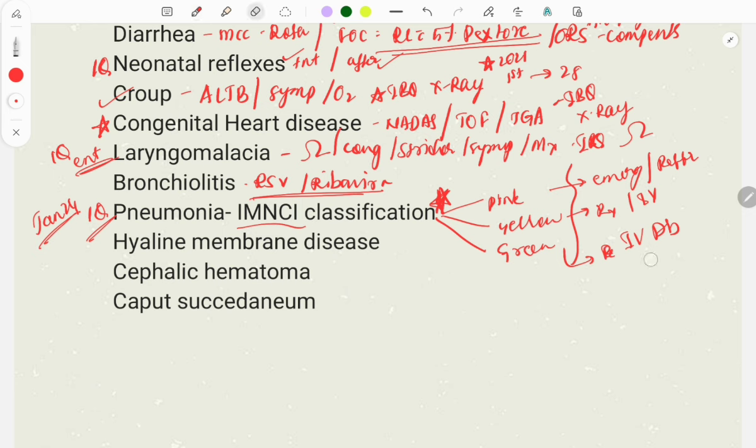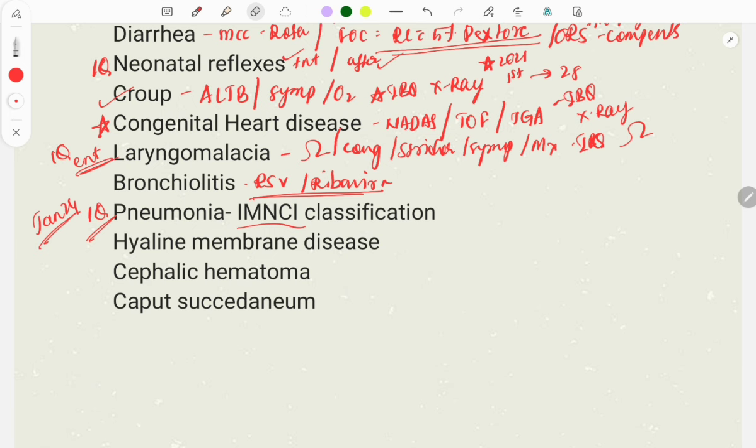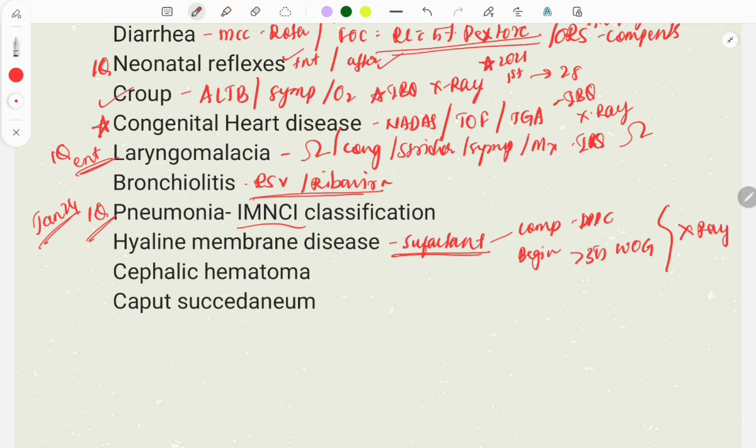Then moving on to another very important topic, hyaline membrane disease. This is usually due to a defect in the surfactant. So you need to look at the points regarding the surfactant: its component, that it contains DPPC, when it begins to form and appear, and that after more than 35 weeks it is mature. The X-ray findings you can see in hyaline membrane disease are ground glass haziness, and air bronchogram can be seen.